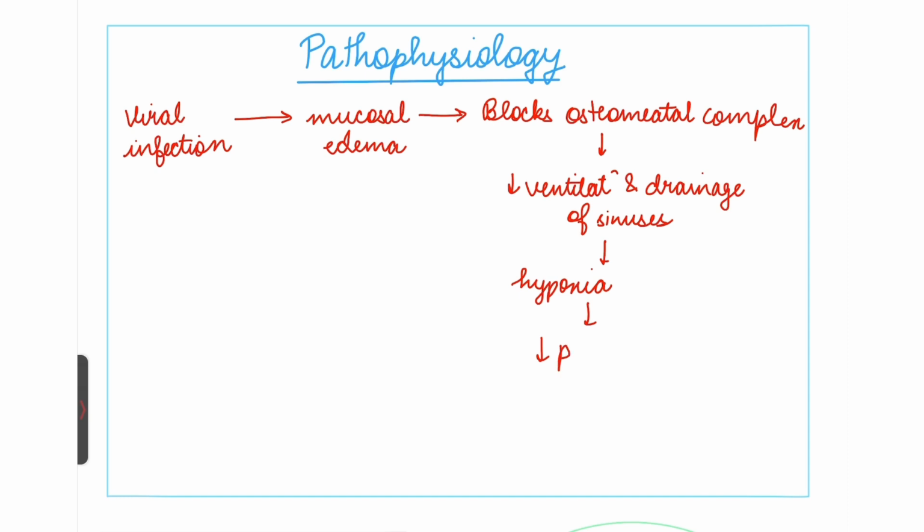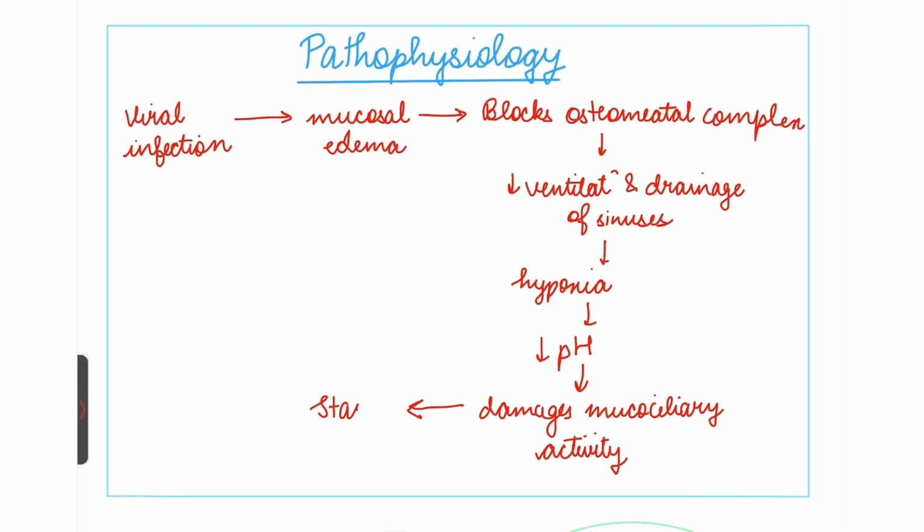Hypoxia leads to reduced pH, and reduced pH damages the mucociliary activity. Because of this, drainage is further impaired and stasis occurs. Due to stasis, bacterial superinfection occurs.